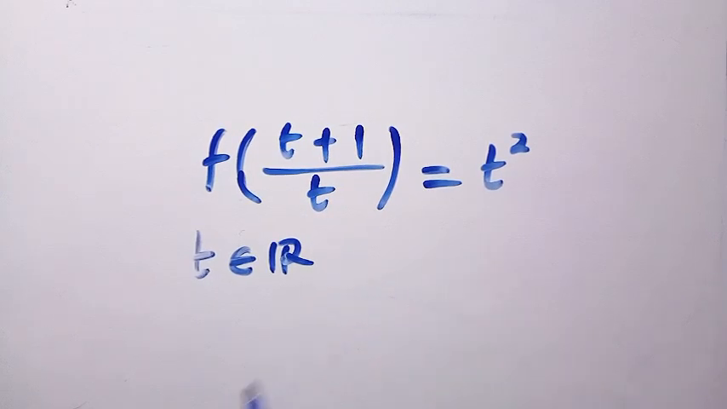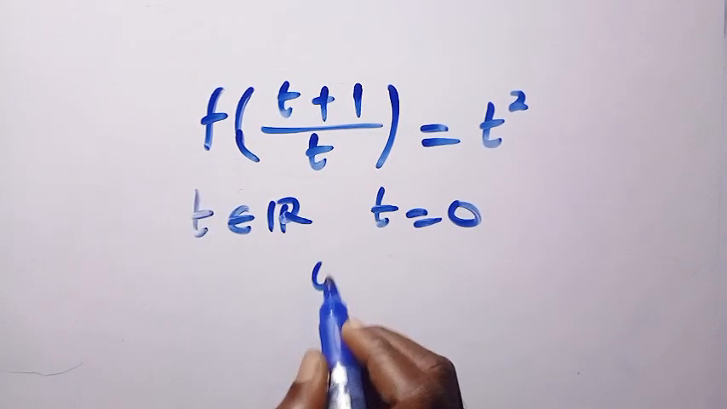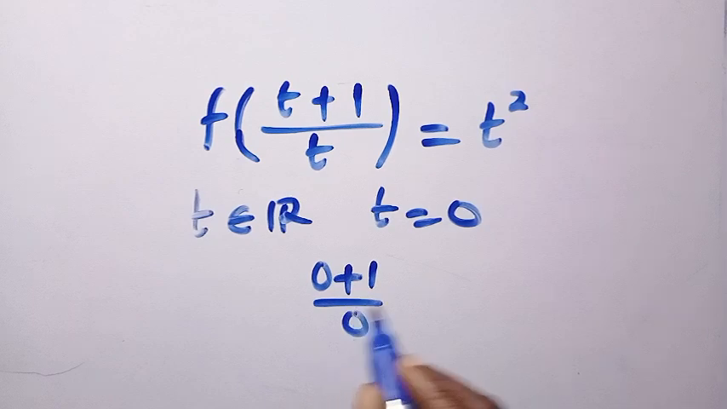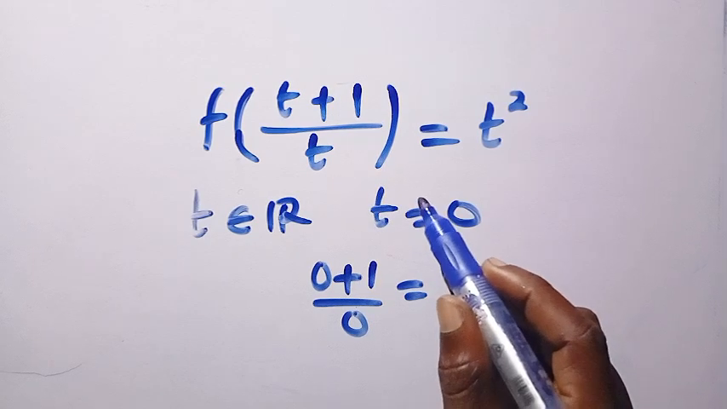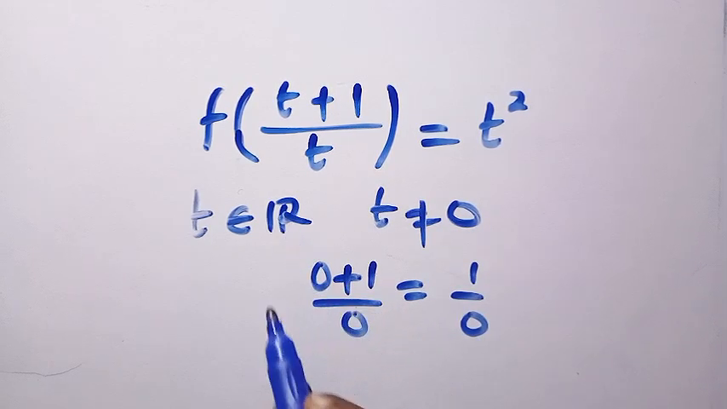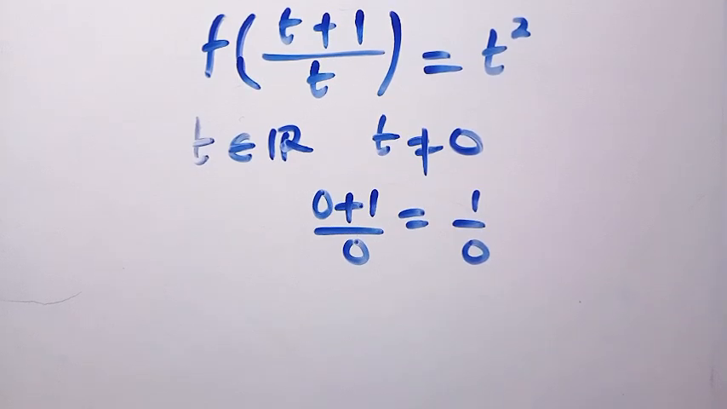Suppose I test for t equal to 0. If t equals 0, what I'm going to have here is 0 plus 1 over 0, and this is 1 divided by 0. If you have 1 over 0, this is undefined, which means t must not be equal to 0 if you want to have a successful function at this point. Now after we have known that t is not equal to 0, we are going to start solving and get f of t only.